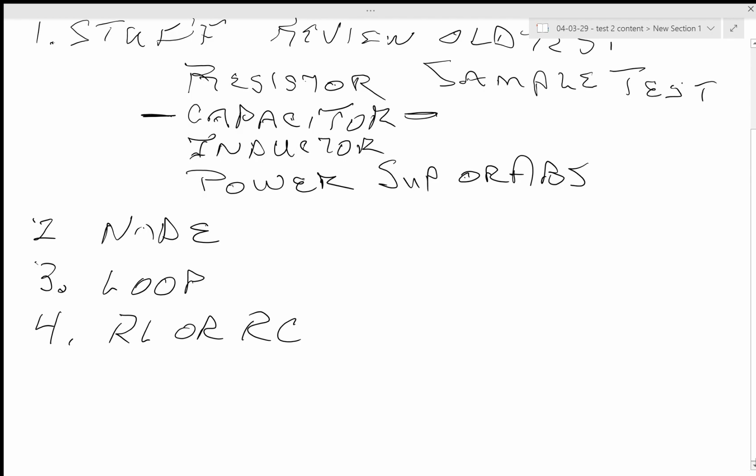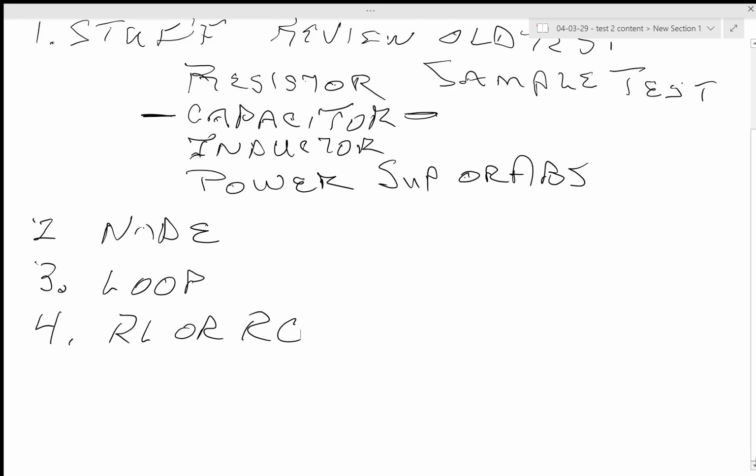So at t equals 0 minus, inductors look like a short circuit, capacitors look like an open circuit. At t equals 0 plus, you can replace a capacitor with a voltage source, and an inductor with a current source, because current can't change instantaneously in an inductor, voltage can't change instantaneously in a capacitor. So you're looking for those types of networks.